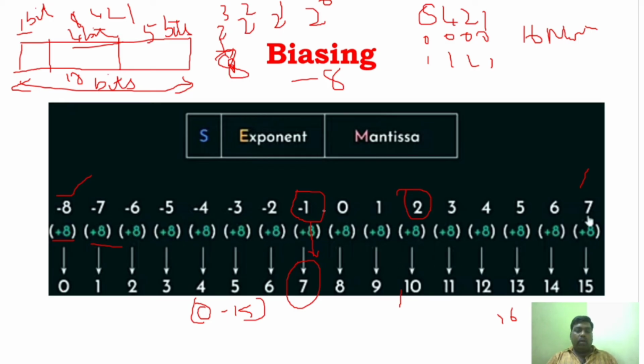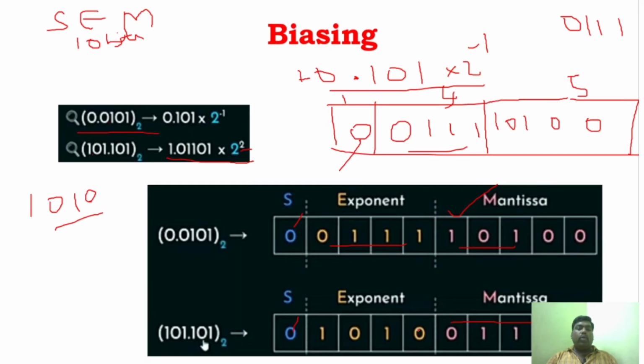So how will I calculate it very easily? For minus 1 it is 7, for 2 it is 10, right? All you have to do is know what the bias value is. Here it is 4 bits, so I consider the bias value to be 8, right?